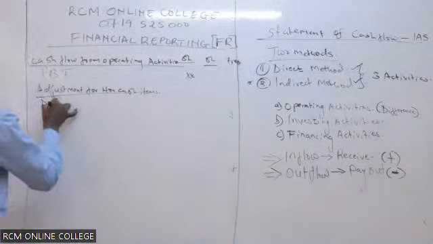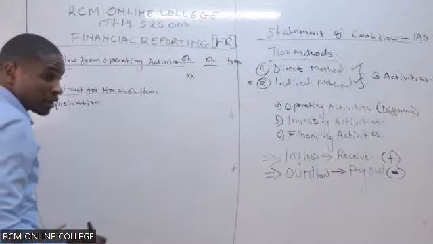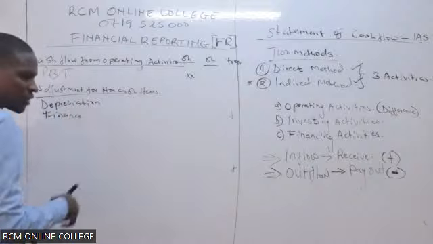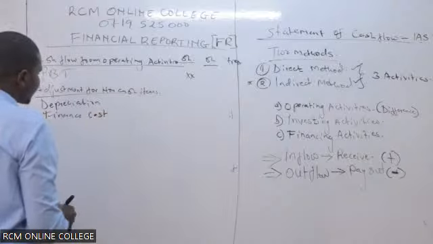So we have depreciation, which will be one of the non-cash items. Then we have finance costs. Still, finance cost or the interest charge on loan is also a non-cash item.